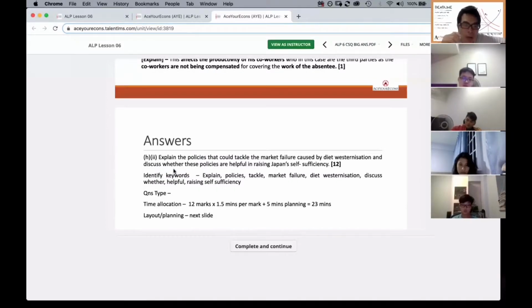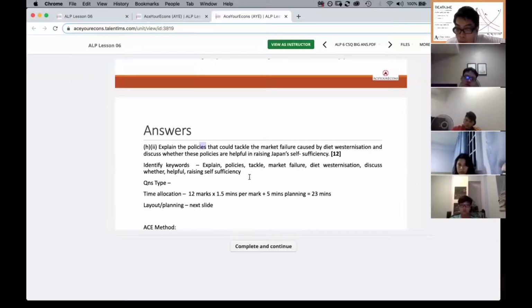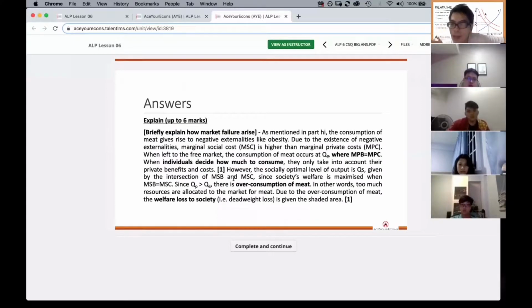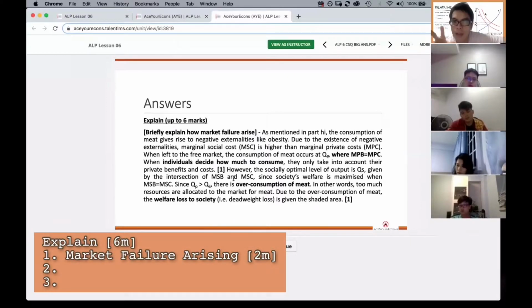Next, we want to find out what are the policies that could help to tackle market failure. So we need to bring in more than one, but you cannot afford three. So keep it at two, because you still have a secondary objective at the back. Don't forget that. The first 2 marks go to how market failure arises.